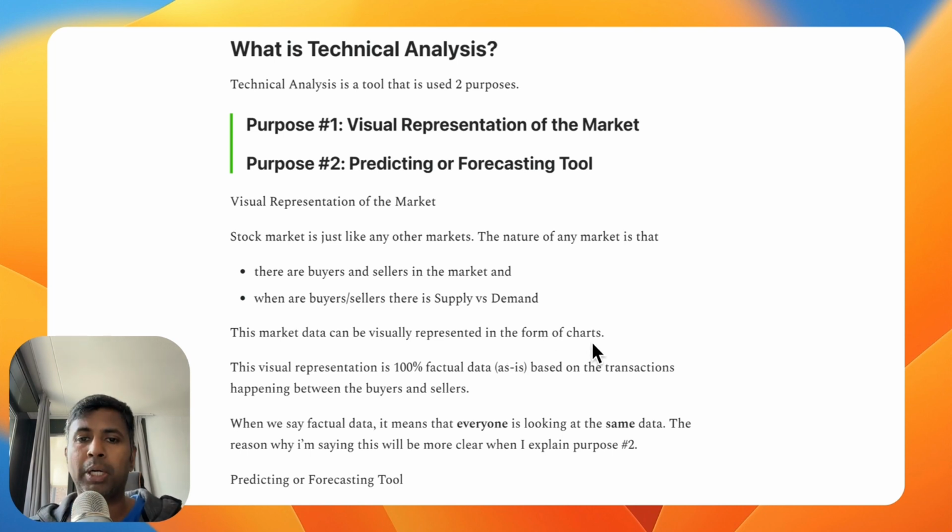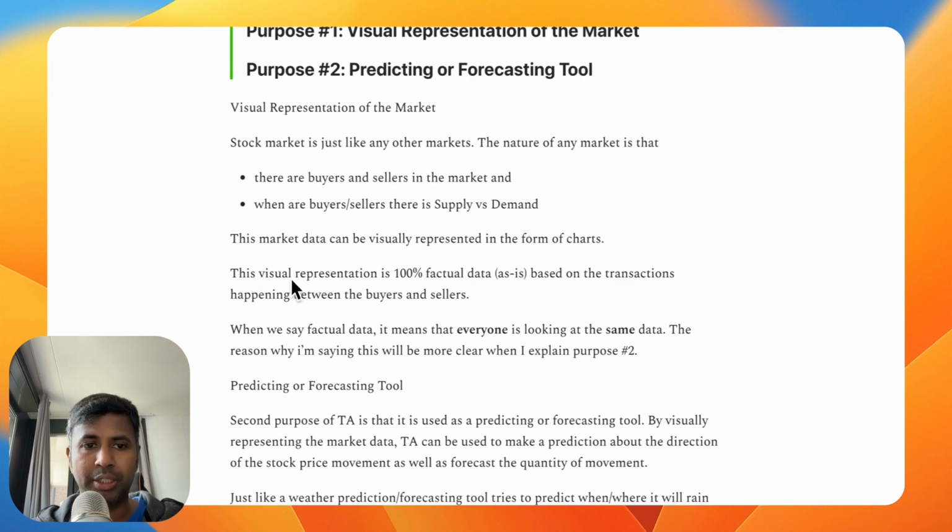Now the most common form of chart is the candlestick chart pattern, which has many attributes, like the price at which the stock opens, the price at which it closes, the open, high, low, and close. So all this can be visually represented in the form of a candlestick. And the important thing to note here is that this visual representation is based on 100% factual data, plotting the data as it happens and the historical data as well, based on the transactions that are happening between the buyers and sellers in the market. So when anybody looks at this data, everybody looks at the same data. This will make more sense, why I'm saying that, when I am explaining purpose number 2.